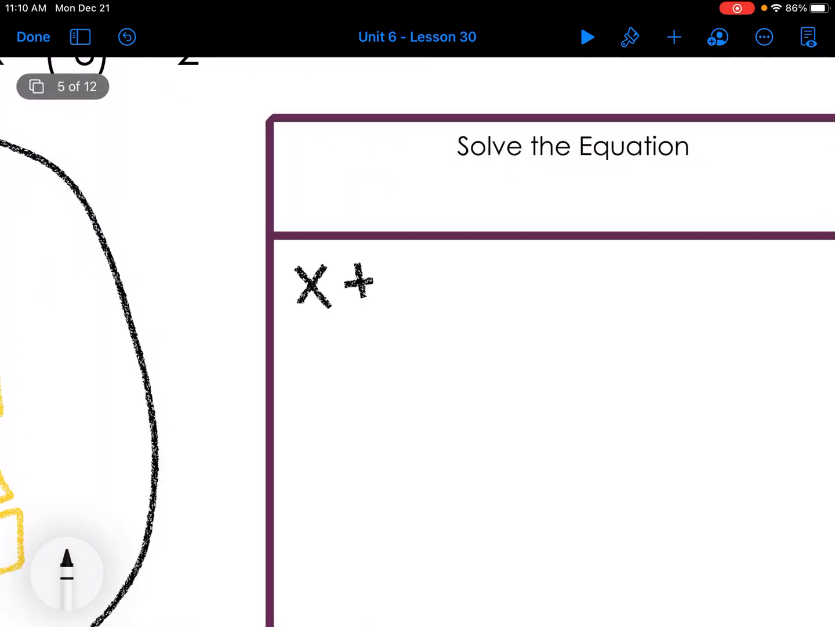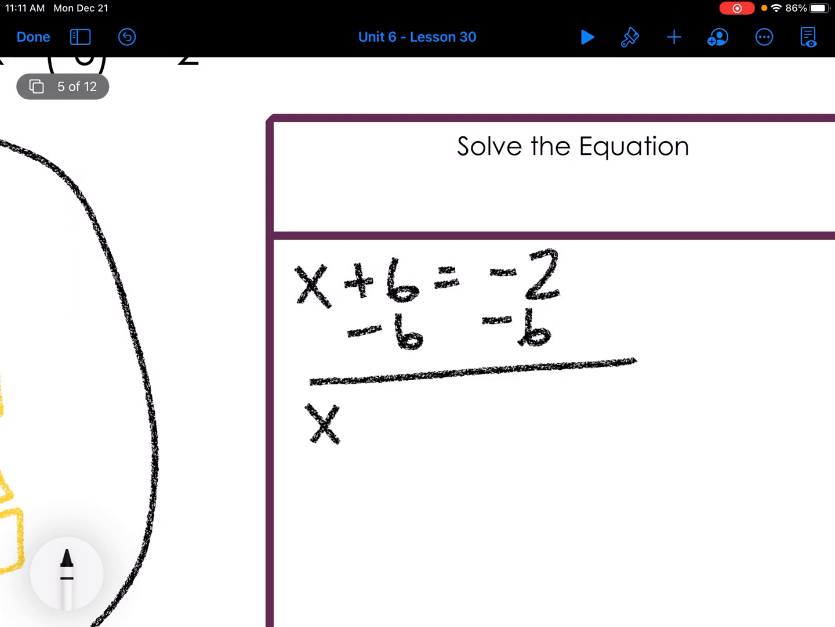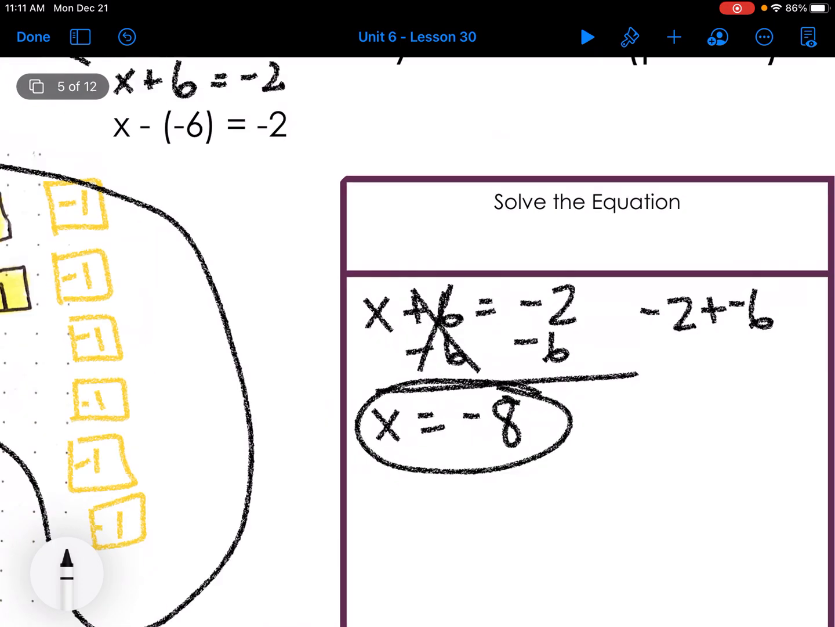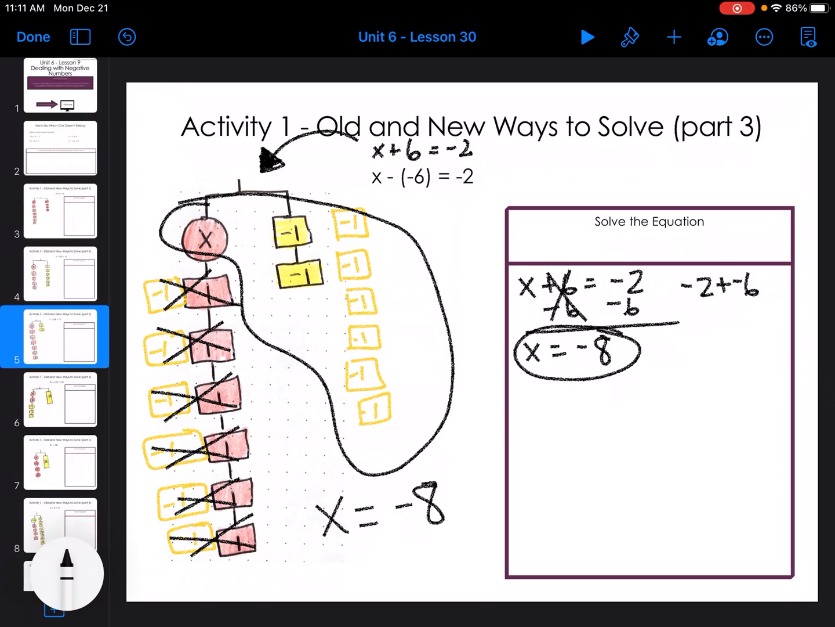So I have x plus 6 equals a negative 2. I'm going to zero out on each side. So x equals negative 2 plus a negative 6. Signs are the same, so I add. I get 8, and it's going to be a negative 8. Take the sign of both numbers.